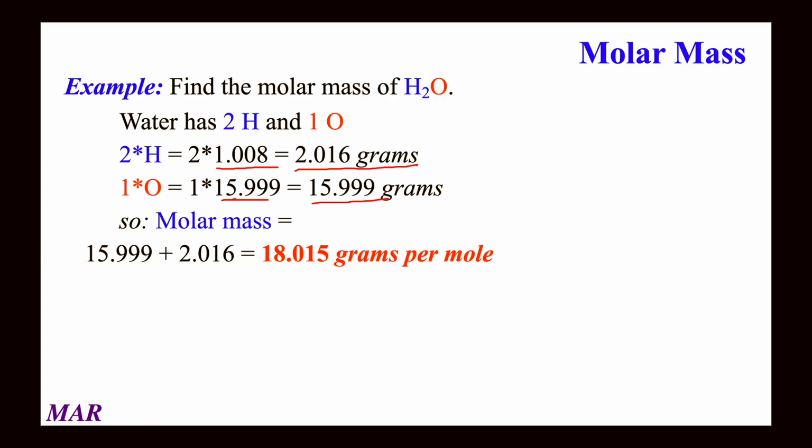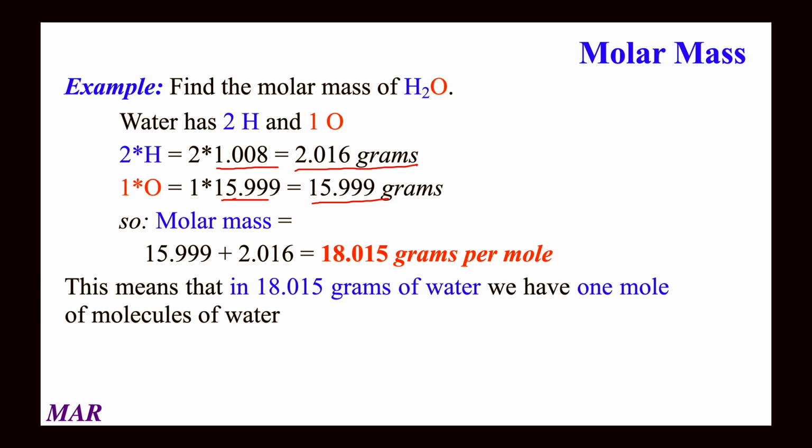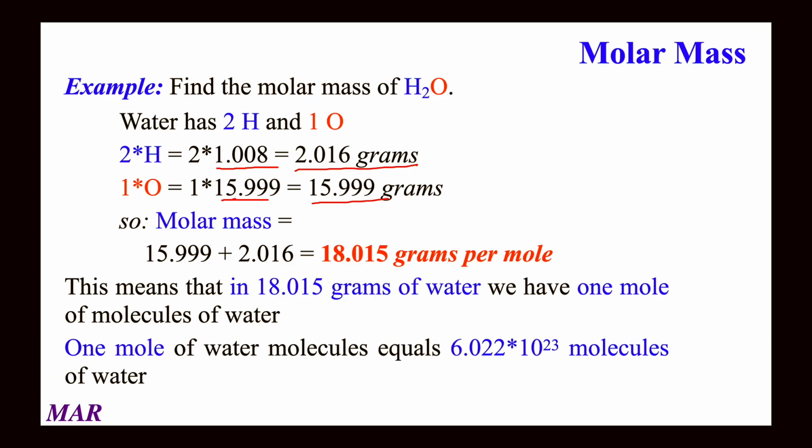And you add them together, the molar mass, 18.015 grams per mole. That's the molar mass of water. So if you have 18.015 grams of water, you have a mole of water. And a mole of anything, 6.022 times 10 to the 23rd, that would be the number of molecules of water in 18.015 grams. Pretty cool. So in 18.015 grams of water, you've got 1 mole. You have a mole of molecules of water. And again, that would be 6.022 times 10 to the 23rd.